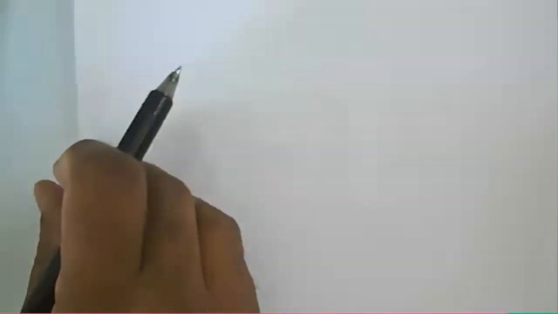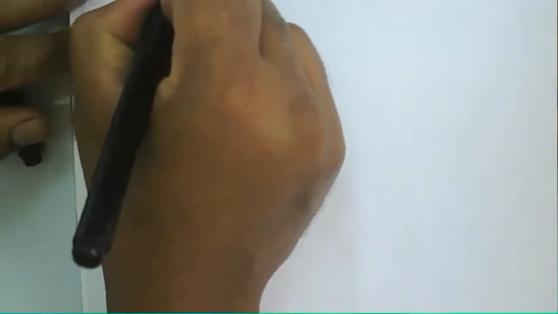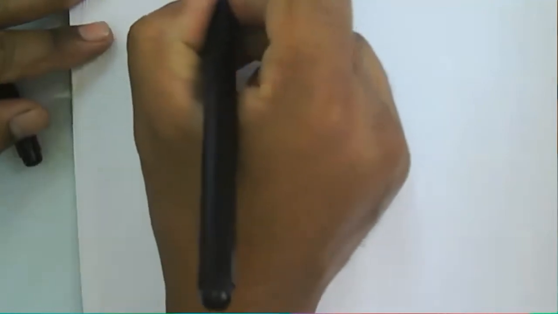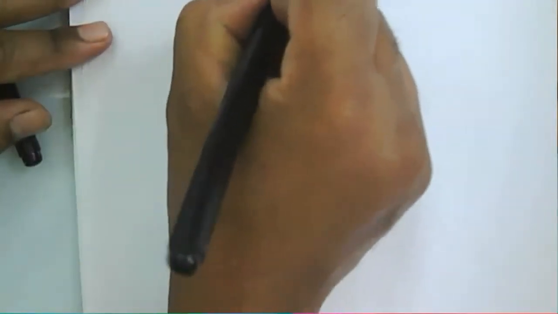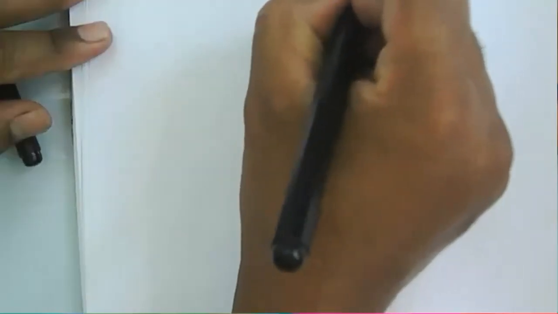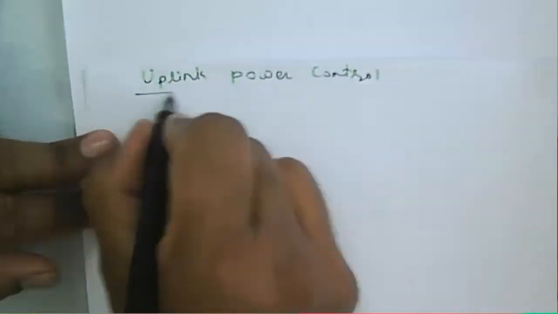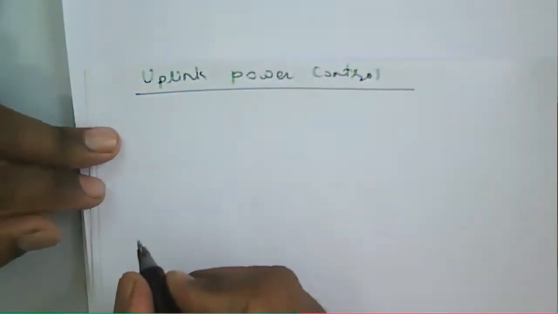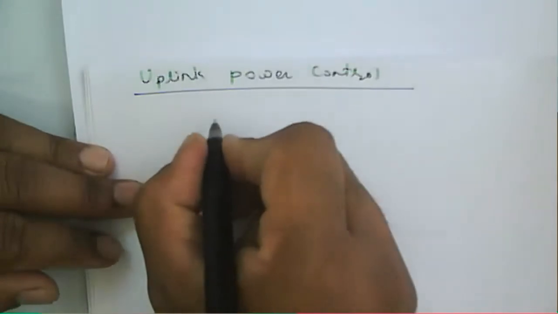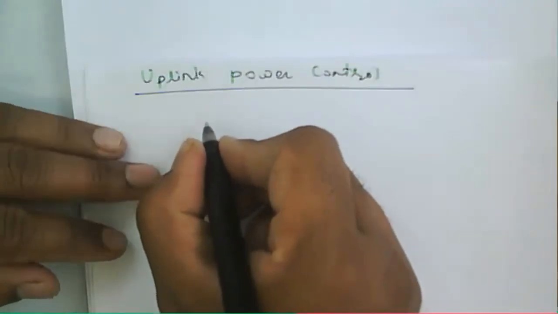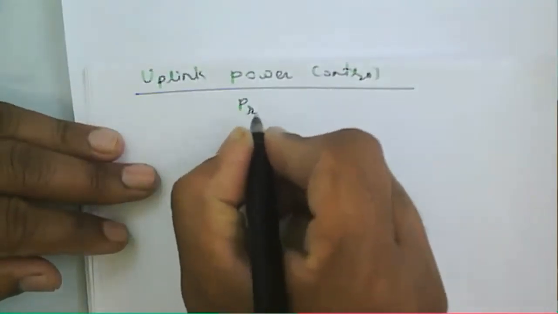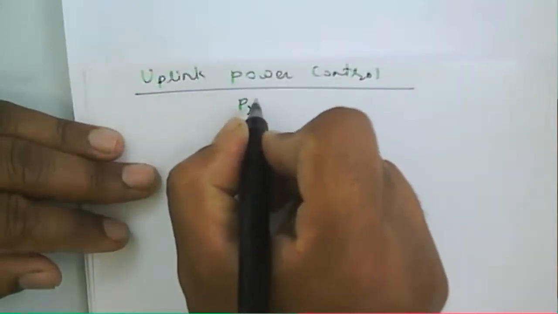So we have a way to increase the C/N ratio by increasing the uplink power. We have the mechanism so that it will increase the uplink power, so that the received power will be increased.